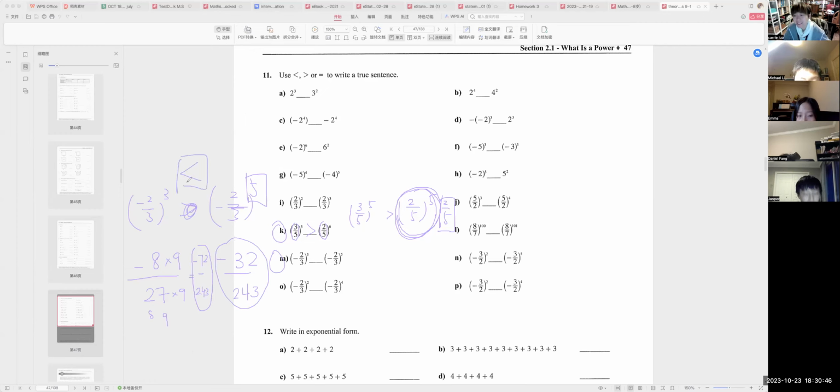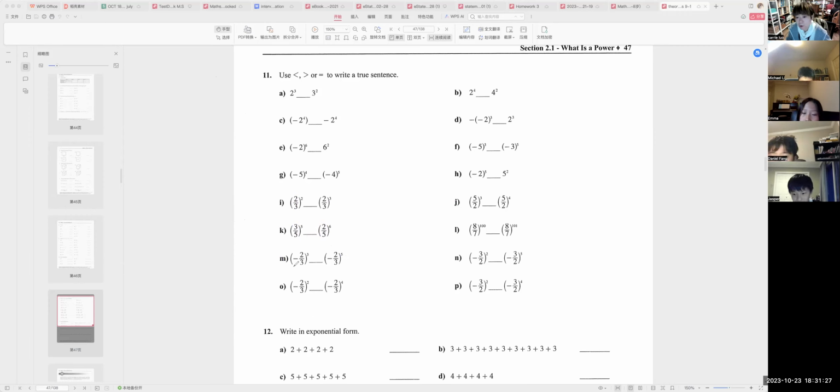Jasper, get it? Okay, so this one I just mentioned earlier. I told Emma, when you have a number bigger than 0 and smaller than 1, the bigger the power, the smaller the number. But if you have a number which is between 0 and negative 1, bigger than negative 1 and smaller than 0, the bigger the power, the bigger the number. Get it, everybody? That's a trick. But if you cannot remember all the conclusions, the best way is just to calculate them out and see which one's right.